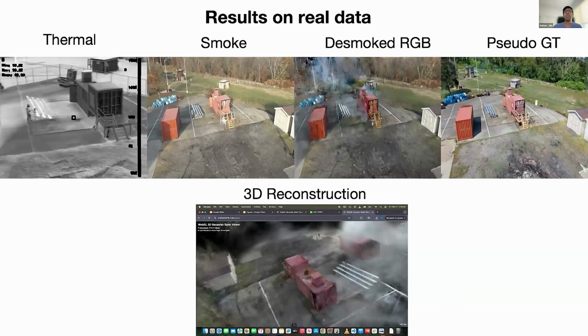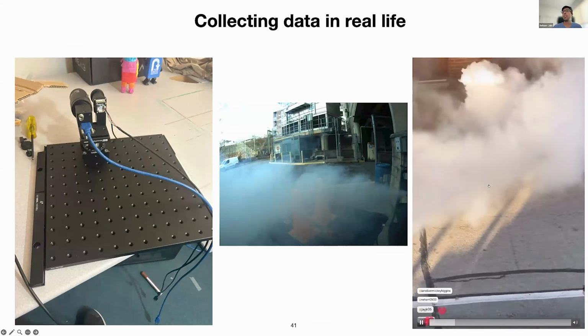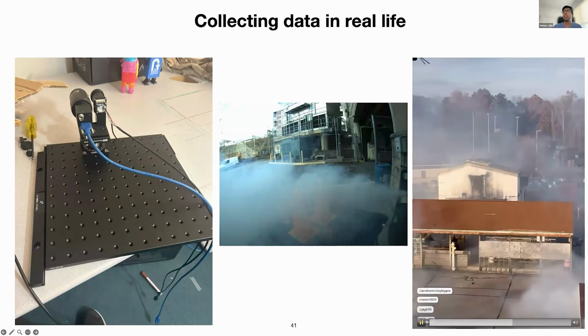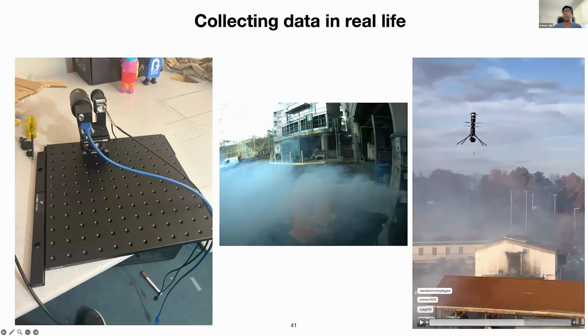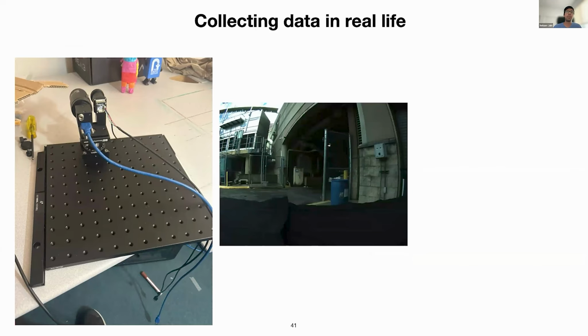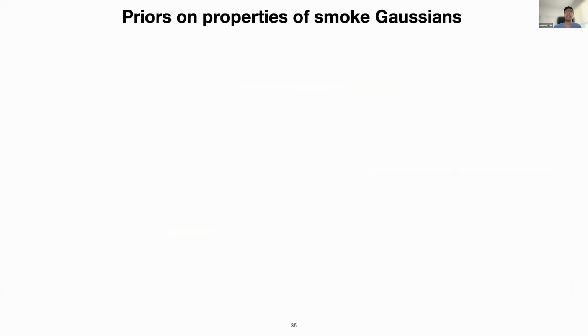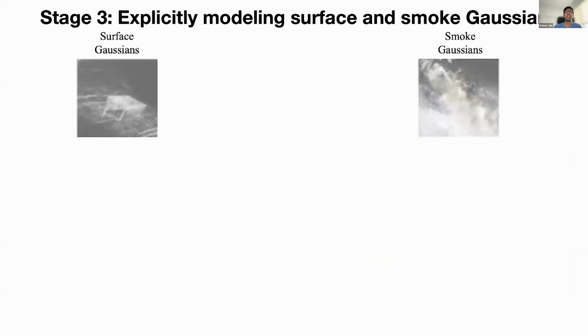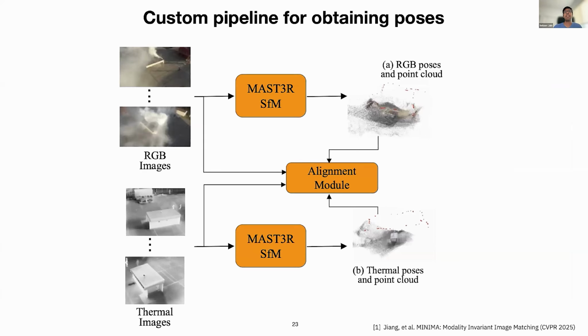Yes. So the drone that we have in the video here has an RGB and thermal payload. But sadly, the payload doesn't have time synchronization between the RGB cameras and thermal cameras. So there's a slight offset between the frames of the RGB camera and thermal camera. That's why we need to do the procedure that I described in step one, where we have this custom pipeline for obtaining the poses.